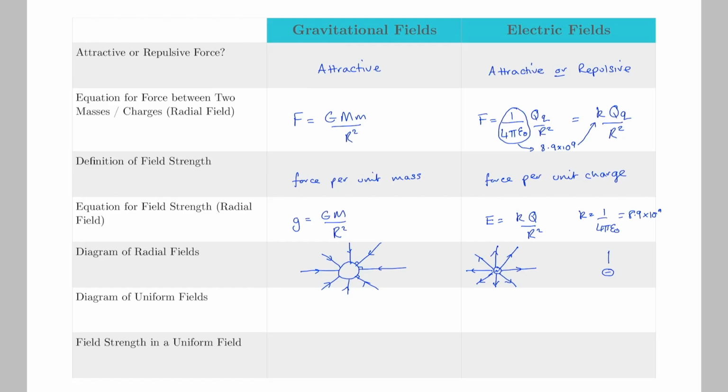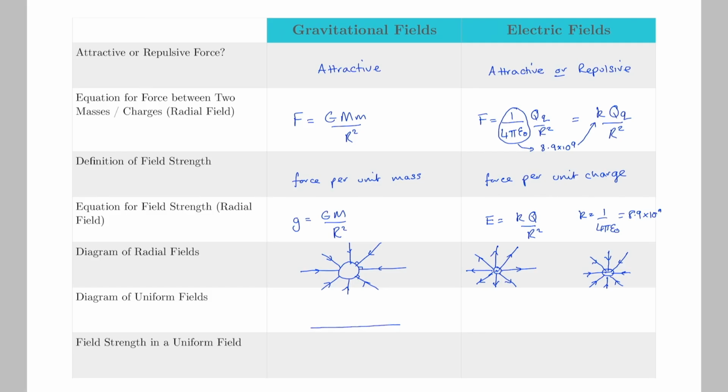And if we had the negative charge, the field lines are in the same place, but a positive test charge would move towards this negative charge, like that. The diagram of uniform field, this is quite interesting for a gravitational field.